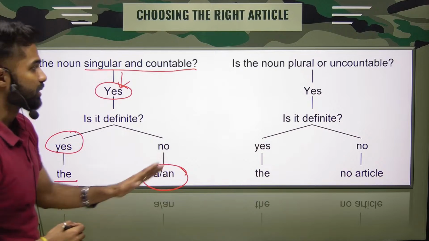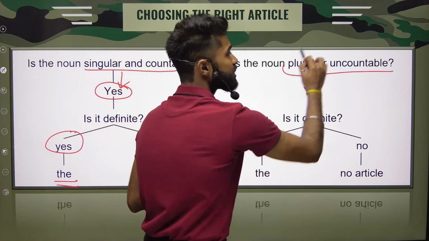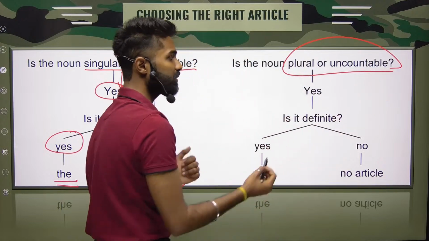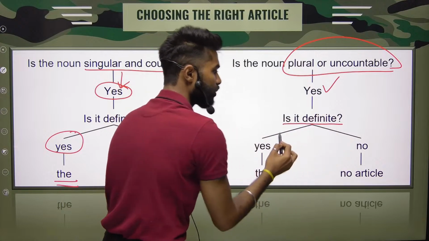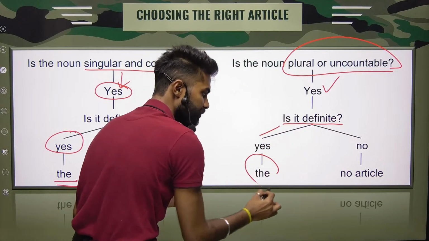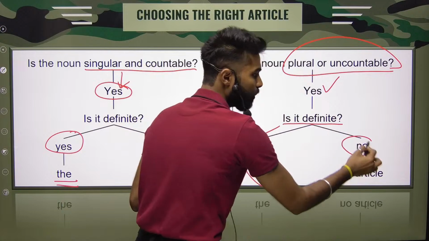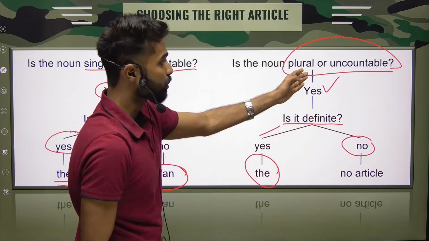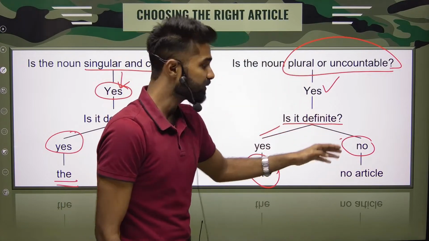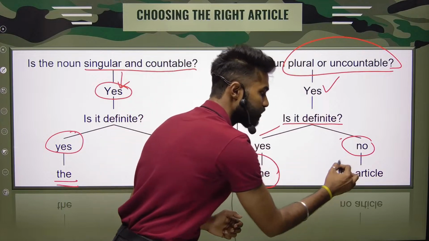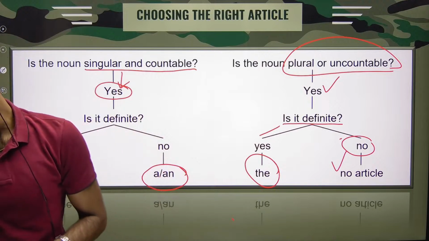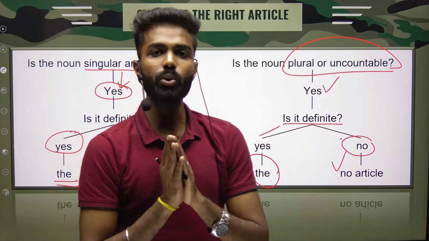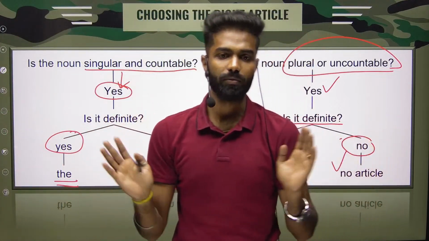Okay. Again, if my noun is plural or uncountable, then what will I do? If yes, then I will ask the second question: definite or not definite. If it is definite, then I will use the. And if it is no, my noun is plural but not definite, it is indefinite. In such cases, I won't be using any article. That's it. Very simple. Clear? So now you can do any number of questions by yourself. Not a problem at all.